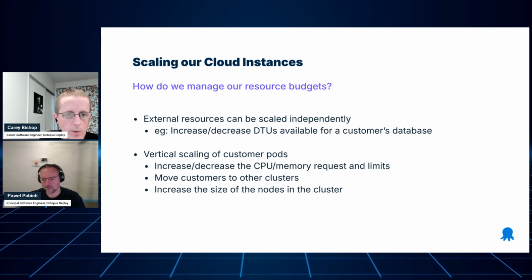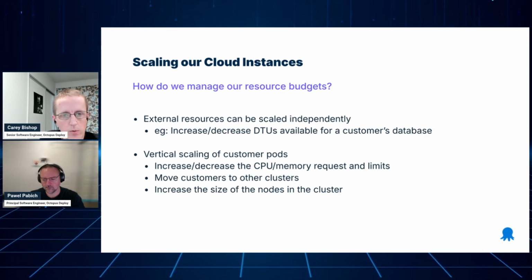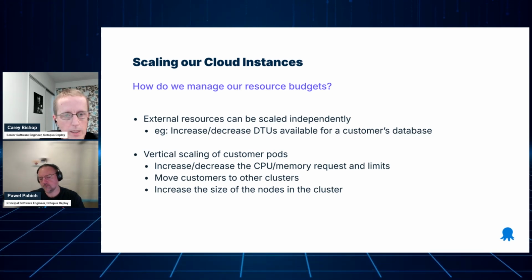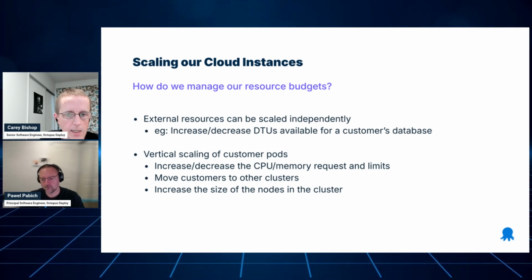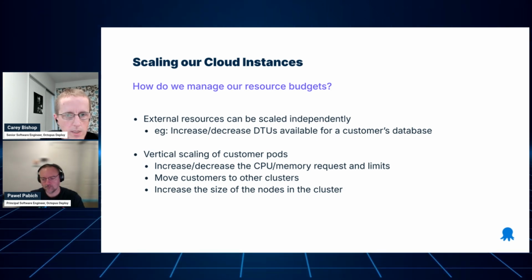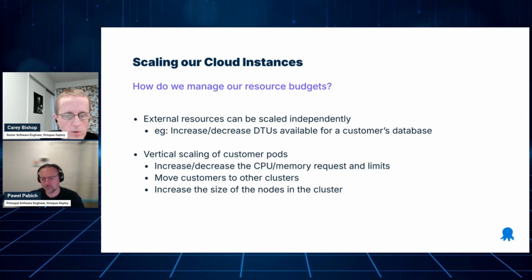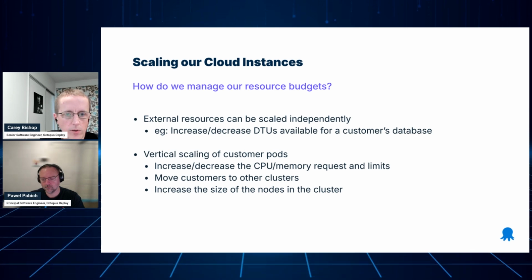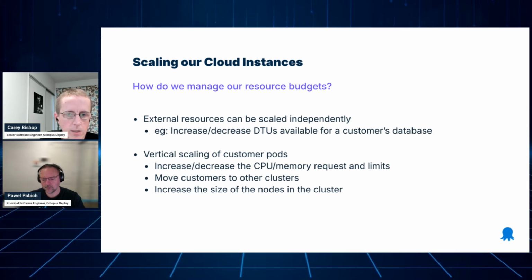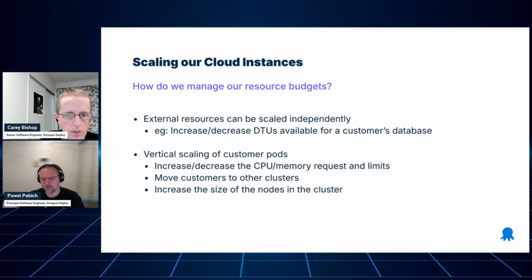The other thing we can do is vertically scale our customer pods. So we can increase or decrease the amount of CPU or memory available to that pod. We can also move our customers around to other clusters. So if you're on a particularly busy cluster and your instance is getting busy as well, then we can move you off to a quieter cluster so that there are more resources available to you. And then if you have a particularly heavy workload, then we can look at actually increasing the size of the nodes in the cluster if you're starting to hit the limits of what a single node can host.